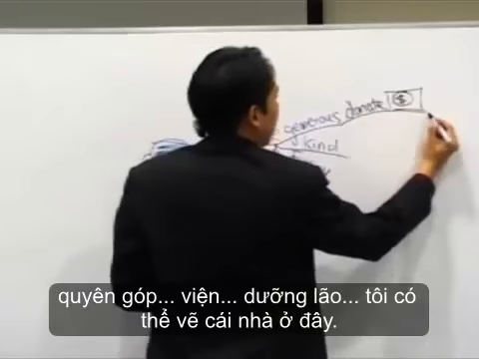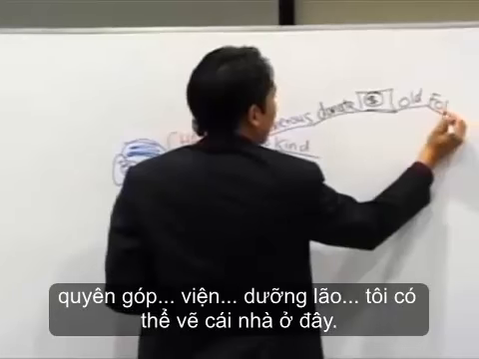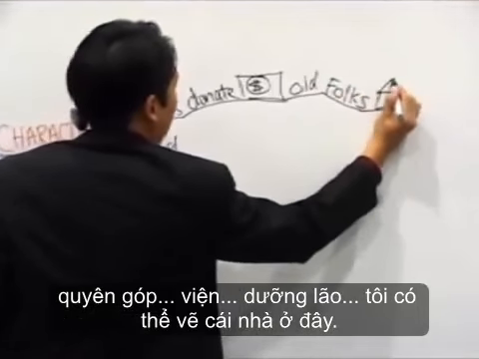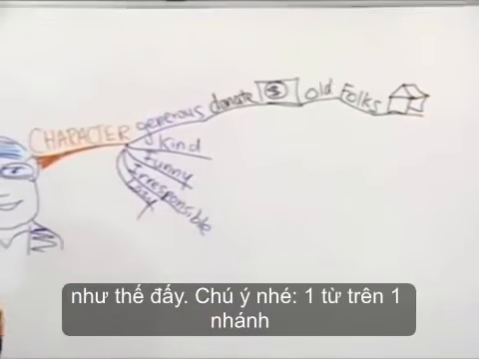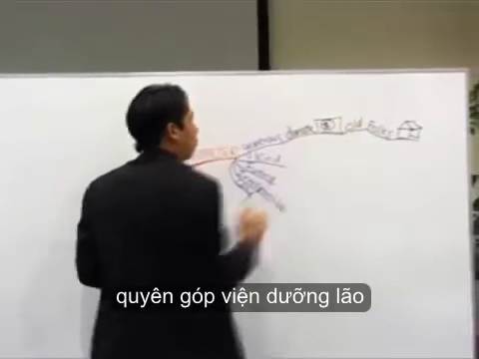So donate money, old folks, and home. You can draw a little house to represent it. You see that? So once again, one word, one line. Donate money, old folks' home.